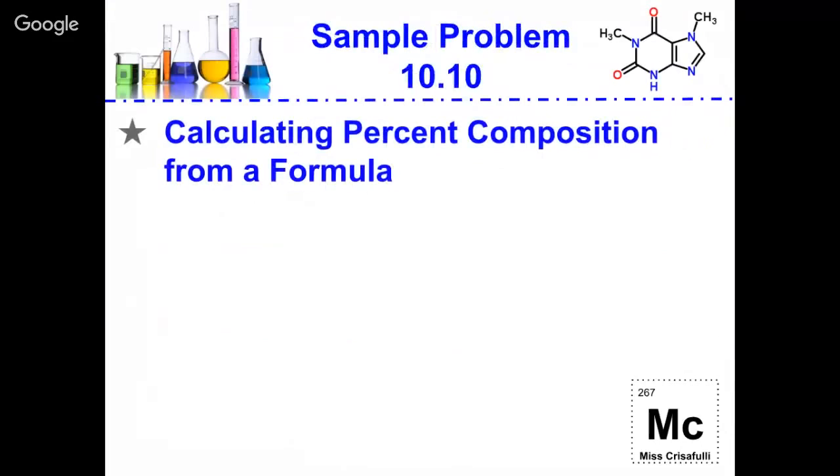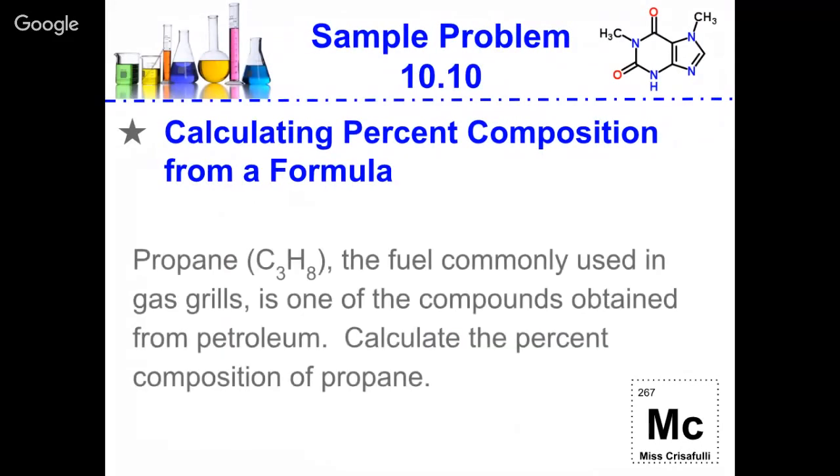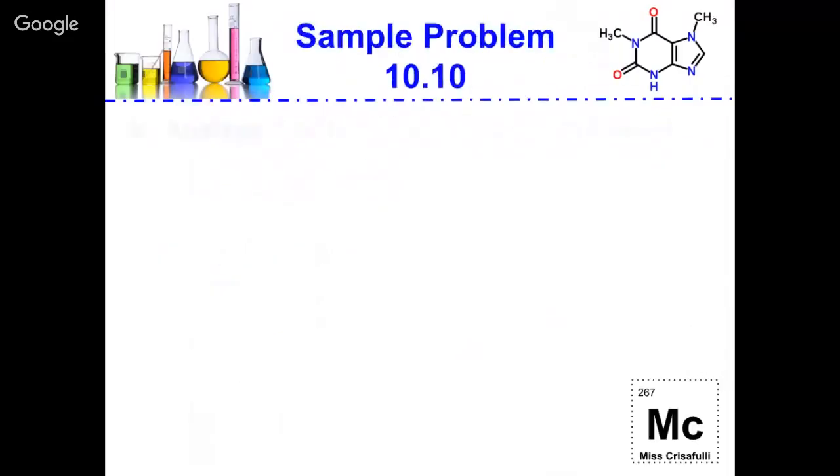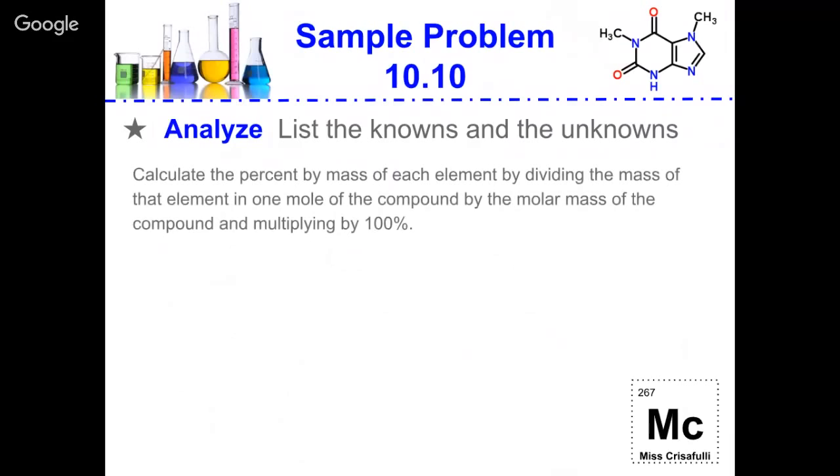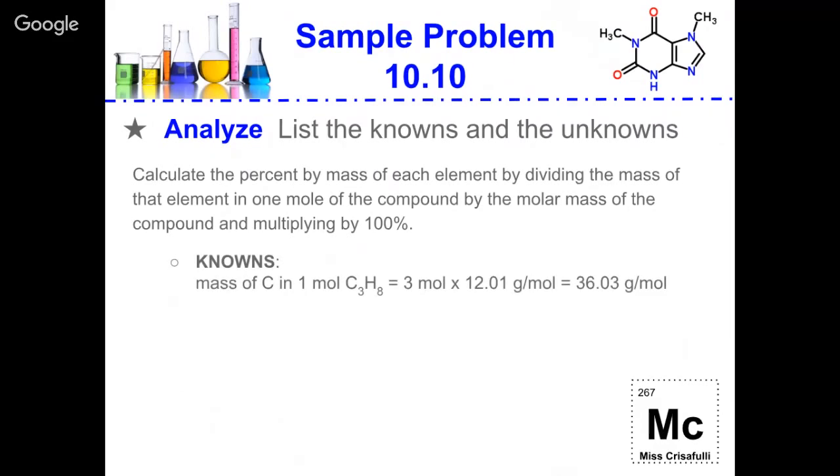So of course we're going to have a problem over that. Let's look at propane. Propane is C3H8. Let's calculate the percent composition of propane. First, we're going to calculate the percent by mass of each element by dividing the mass of that element in 1 mole, or the molar mass, divided by the mass of the compound, and then multiplying that by 100. So first, we know what mass we have of carbon in 1 mole of propane. Because we have 3 carbons, we're going to multiply the molar mass of carbon by 3.